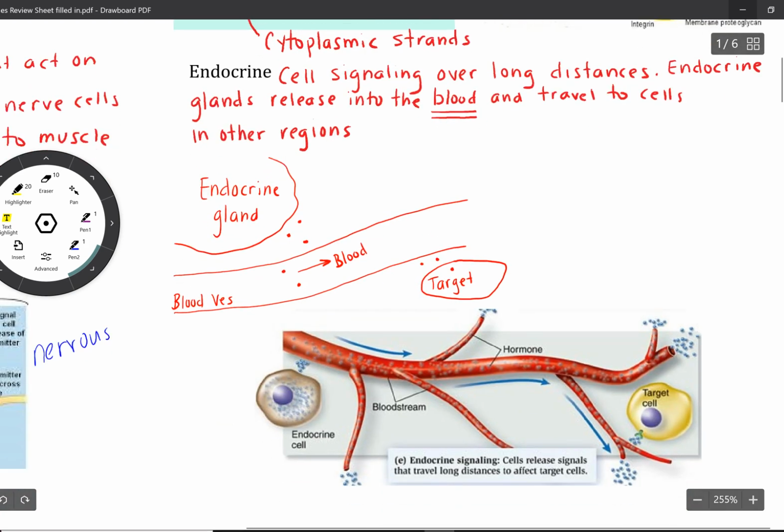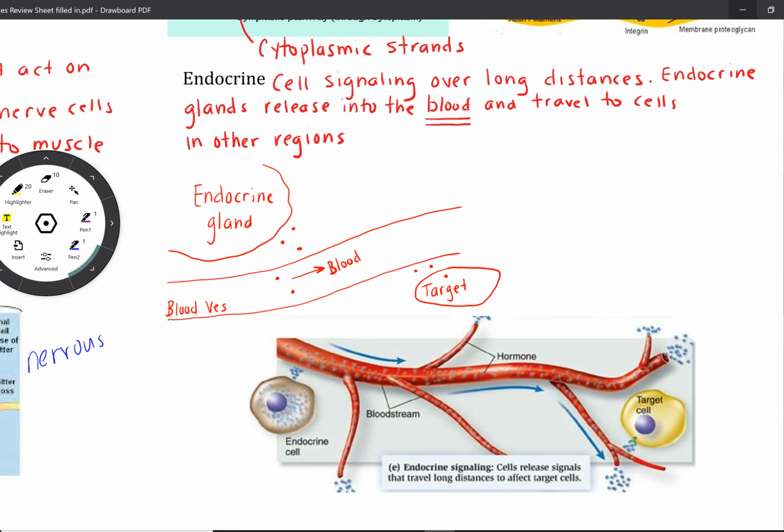Endocrine is huge in our body. Here we're going to see long-distance cell signaling, and that will happen when an endocrine gland, maybe the pituitary gland or maybe the pancreas, will release some hormone into the blood. Once it's in the blood, it can then travel throughout the entire body.